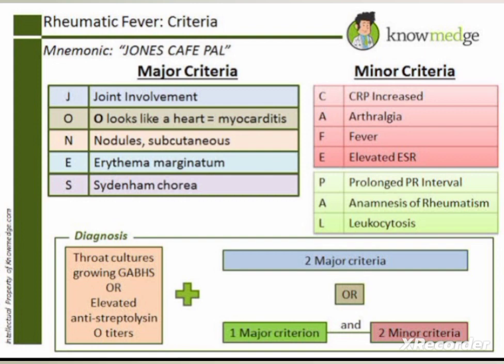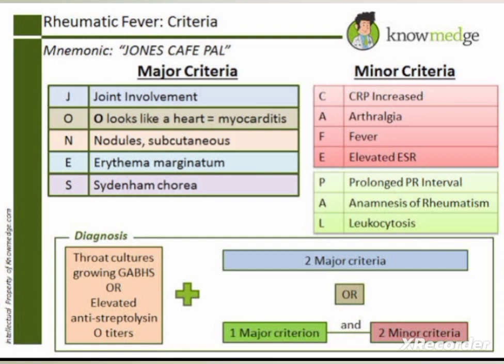And diagnosis will be based on throat cultures growing group A beta hemolytic streptococci or elevated anti-streptolysin O titers, plus two major criteria or one major criterion and two minor criteria. For example, if the patient has polyarthritis plus two minor criteria, meaning CRP is increased and the patient has fever, along with the other diagnostic features, we conclude that the patient has rheumatic fever.